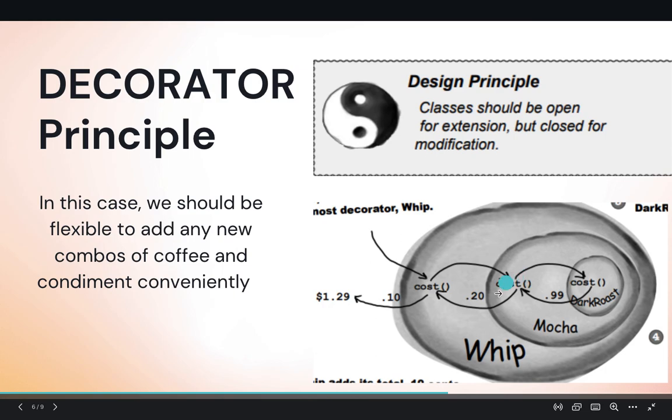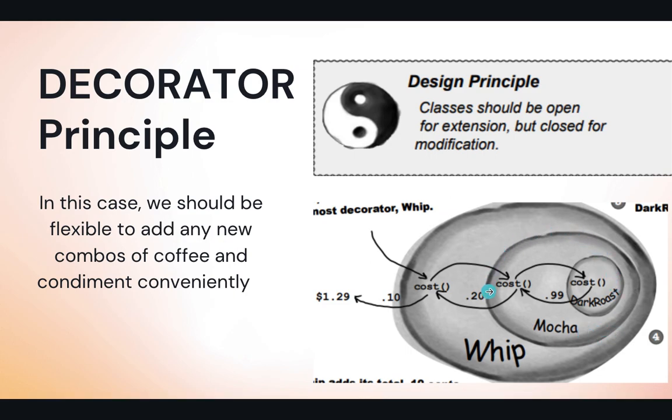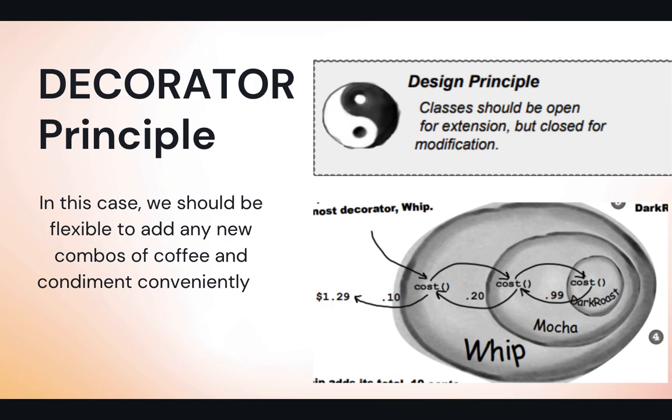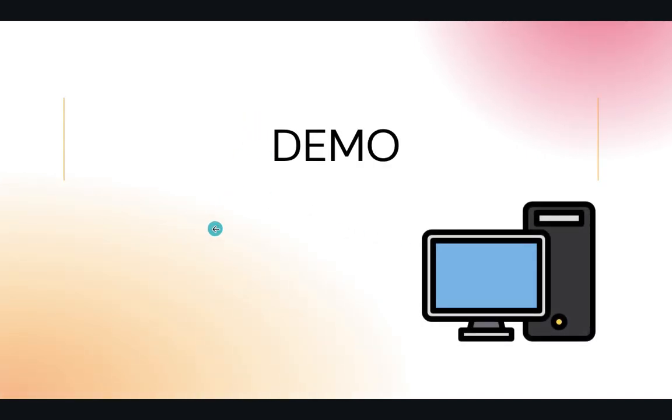So this is an overview of how we do this. When we order the coffee, the cost will be this. But when we add the new condiment, the cost will be calculated. And when we add another new condiment, the cost will be recalculated again by itself. We don't have to touch it, we don't have to create new instances. Okay, so now I will show you how to implement this pattern in C++.